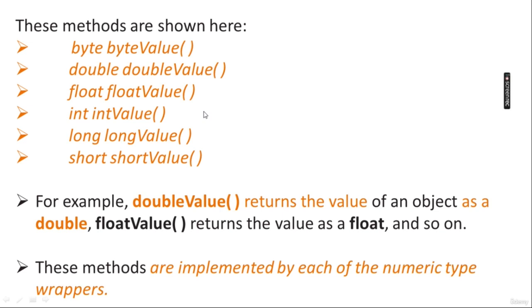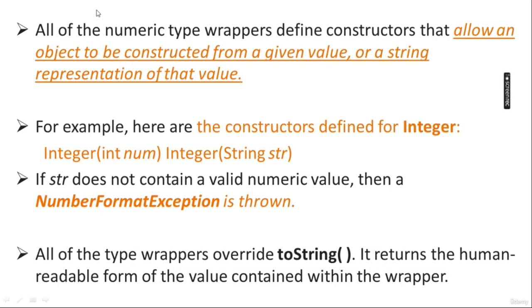Whatever is written after the decimal point will be removed. Long will give me the long representation, short will give me the short representation of that particular number. All of the numeric type wrappers define constructors that allow an object to be constructed from a given value or a string representation of that value.